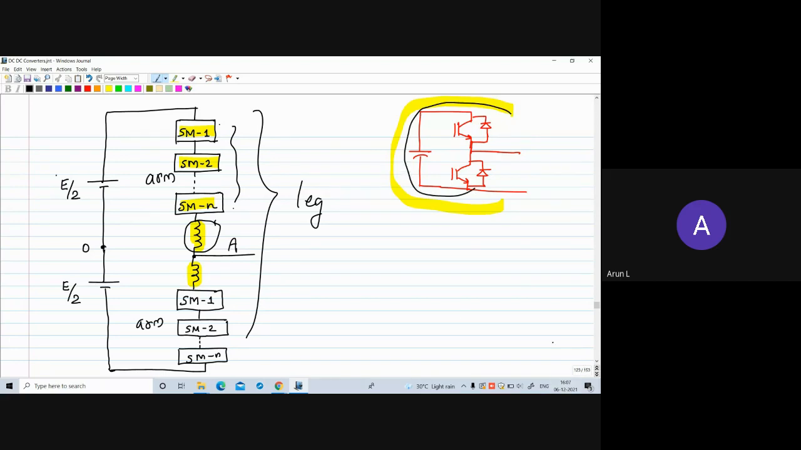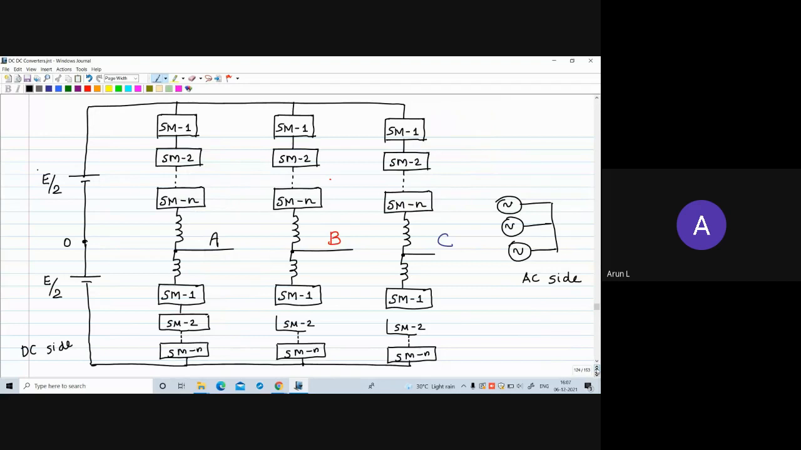The control of this modular multi-level converter is slightly complex. By controlling this, you can get DC to AC conversion or AC to DC conversion. It is actually bidirectional. By introducing two more legs, you can have a three-phase connection, and this can be connected to the grid. So this is the circuit topology of the modular multi-level converter. I am not going deep into this.